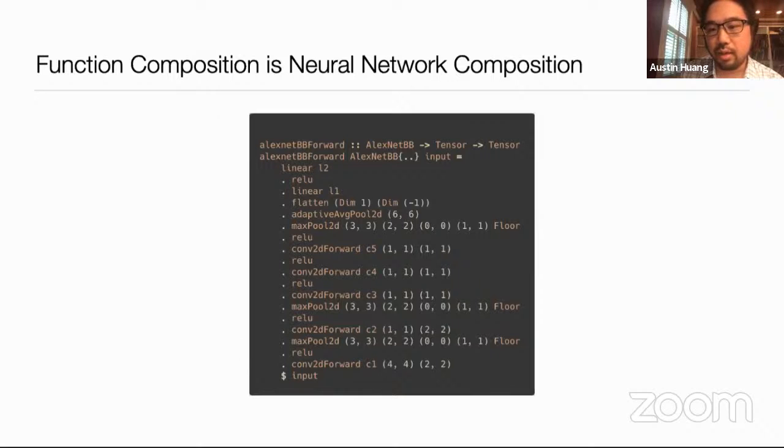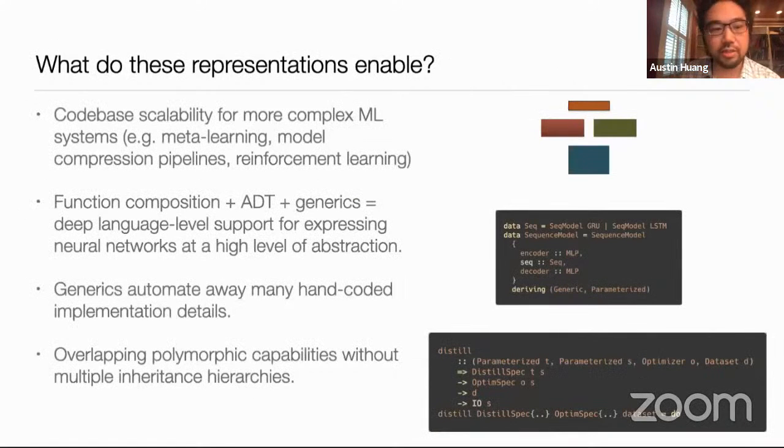So what are some nice things about doing this, right? We can have better scalability in our code base. As we build up more and more complex machine learning systems, we want to do meta learning, model compression pipelines, reinforcement learning. So things where maybe I have multiple steps of training, maybe I load from different data. You can organize your implementations using these nice ergonomics in terms of how you compose these different operations.